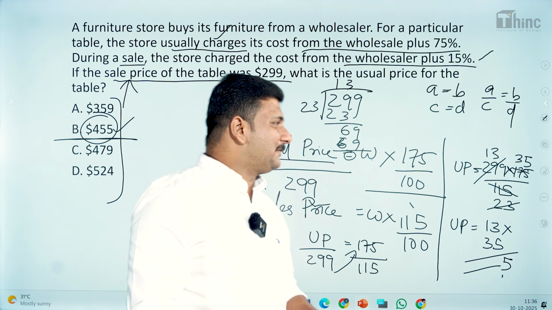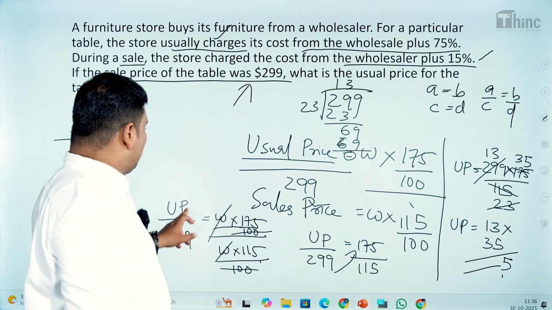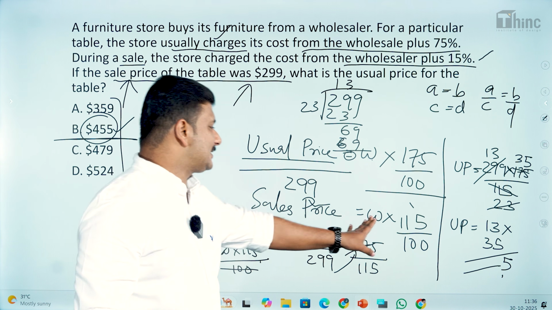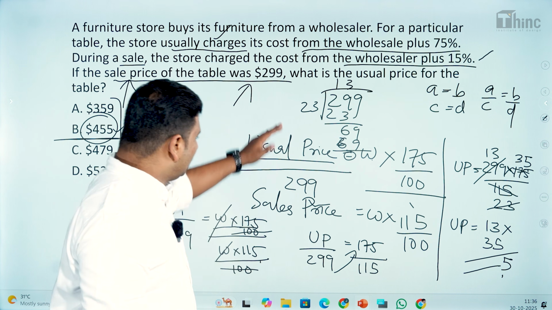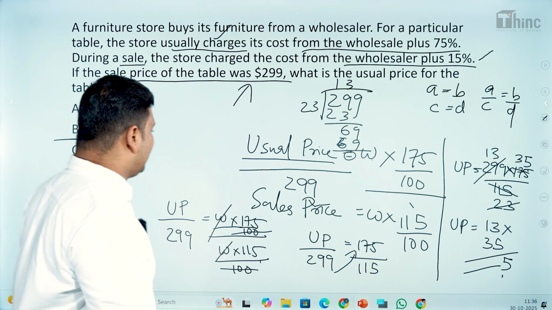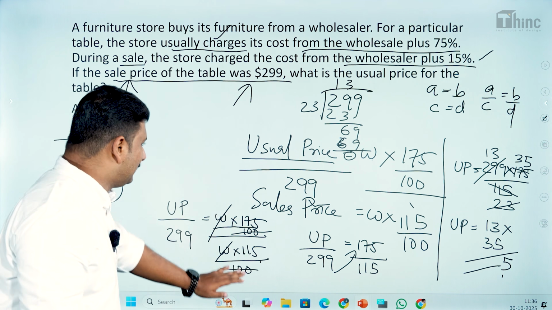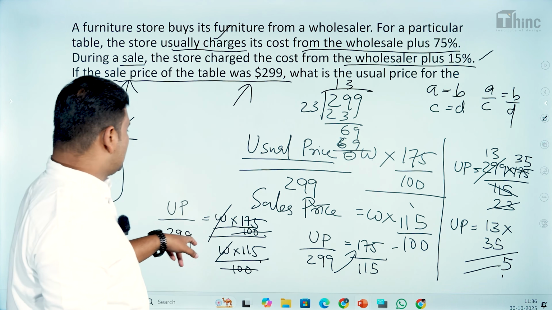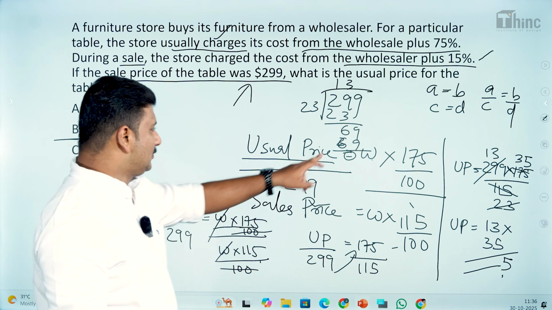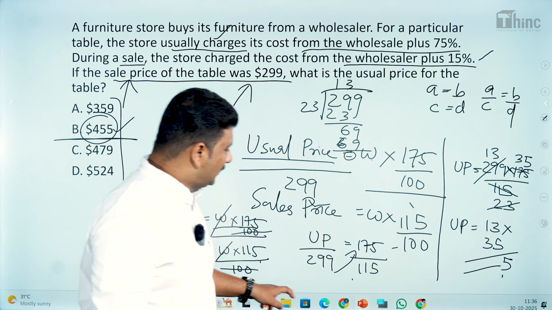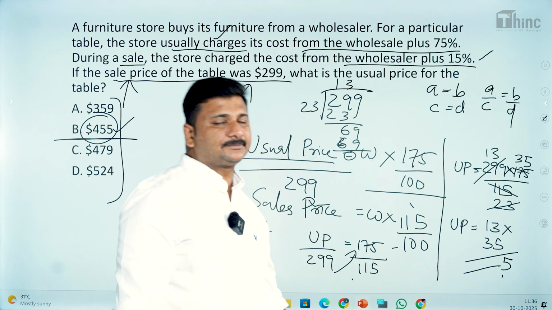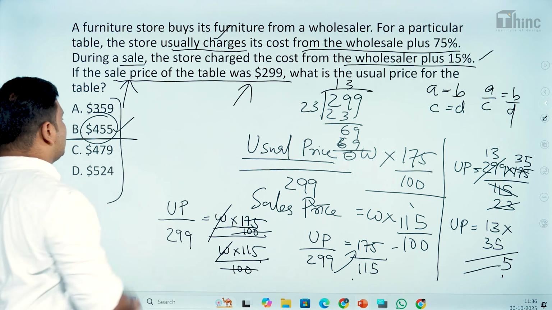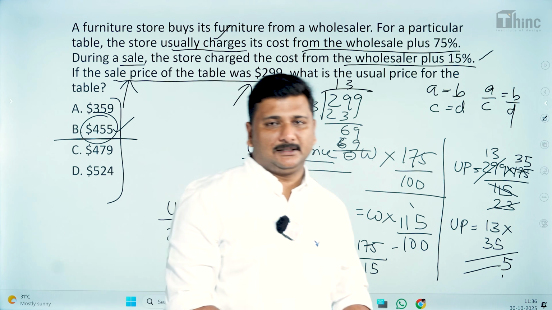So let me just summarize what we did. Usual price is wholesale price increased by 75%. Sales price is wholesale price increased by 15%. Now we are just dividing them and equating them. So what happens when you divide them? 100 and 100 cancel off, W and W cancel off. So usual price by 299 equals 175 by 115. Now we do a cross multiplication, and we got the usual price as a number ending with 5. There is only one option ending with 5. So option B will be the correct answer.